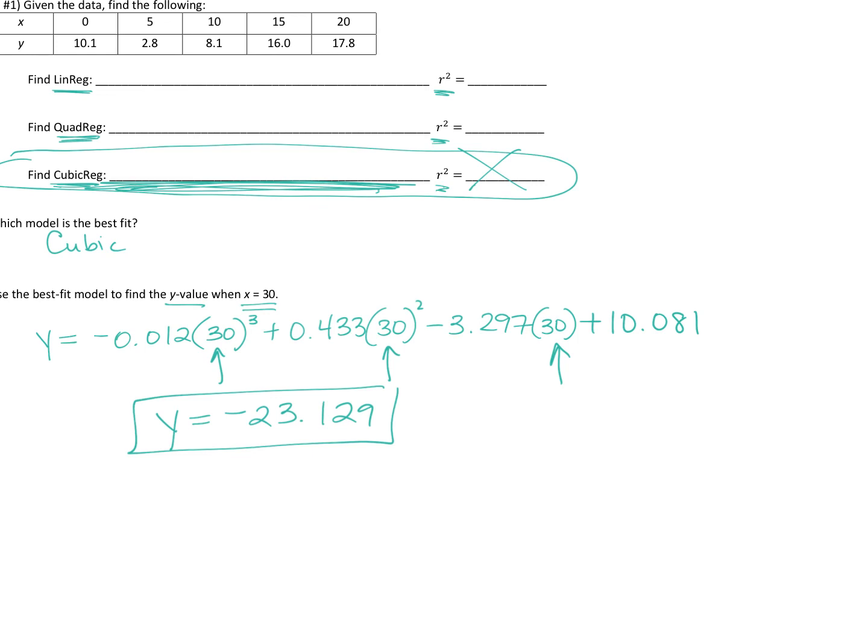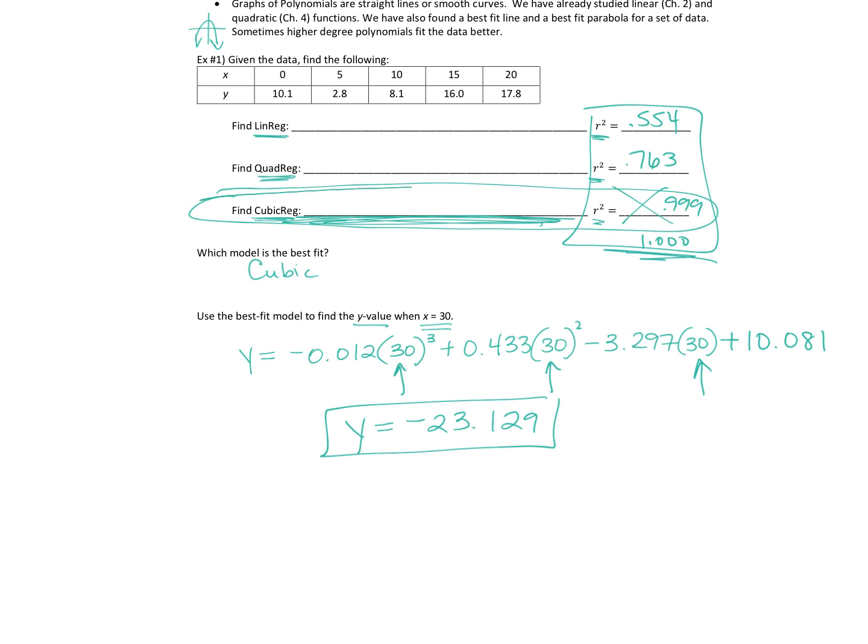How do you know what model is the best fit? This number here. We want that number to be as close to 1 as possible. So this r squared here was 0.554, right? This one was 0.763, and this one was 0.999, technically, if we rounded it correctly, 1.000. The one that's closest to a 1 or a negative 1 is your best fit. So this one was the best, so then we use this equation to plug into. If the quadratic was the best, then we would have used that equation to plug it into. Okay?